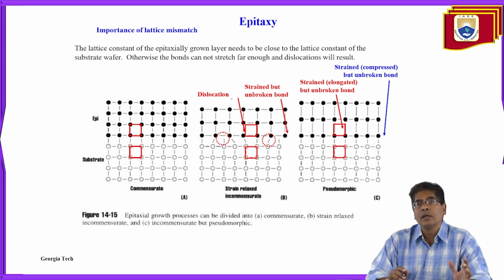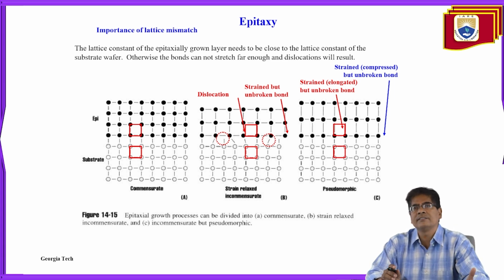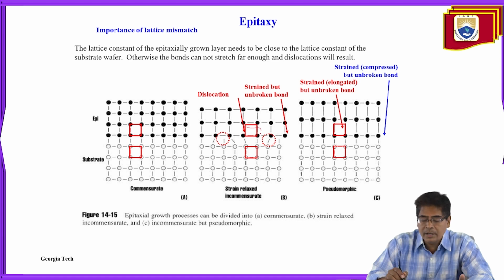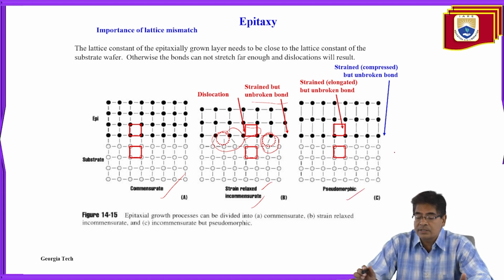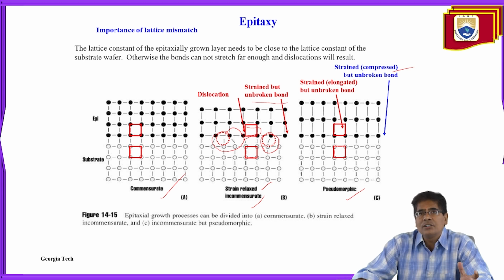Dislocation may exist due to the strain or stress in the material. Here we can observe a strained but unbroken bond. This part is where the dislocation is increased. So this is commensurate, and strain released is incommensurate. This is pseudomorphic: strain elongated but unbroken bond, or strained, compressed but unbroken bond. Here it is elongated, and here it is compressed. So the lattice constant of the epitaxially grown layer needs to be close to the lattice constant of the substrate wafer.